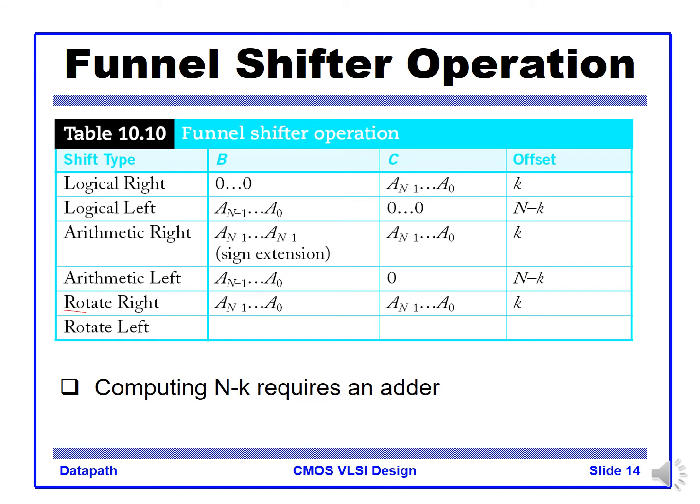For the right rotation, B and C are both filled with the input, right? For the left, we fill in the same thing, and N minus K is the offset, right? So this kind of structure requires N minus K, meaning an additional adder or subtractor should be there to properly calculate this and perform the shift operation.